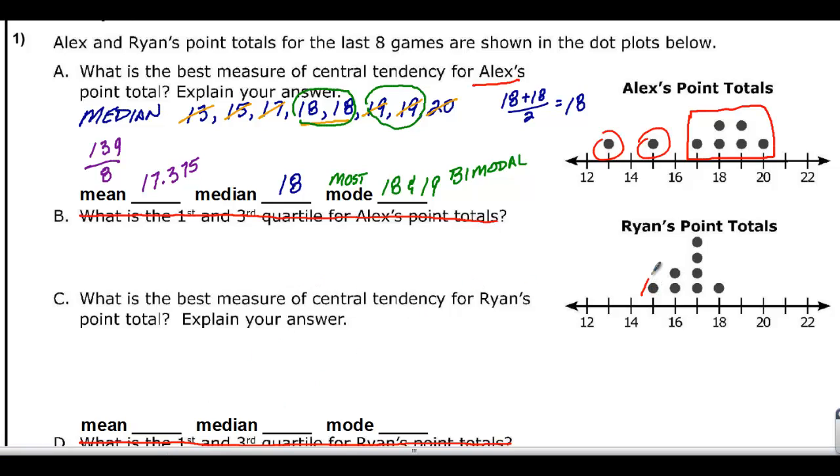The best measure of central tendency for Ryan's scores. Well, Ryan has this really nice cluster of scores right here. There are no outliers. So for Ryan, we are going to use the mean. We pretty much use the mean as long as it fits. So for Ryan, we're going to use the mean of the data set.